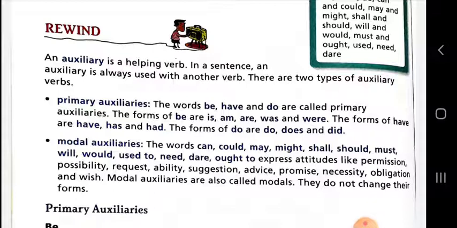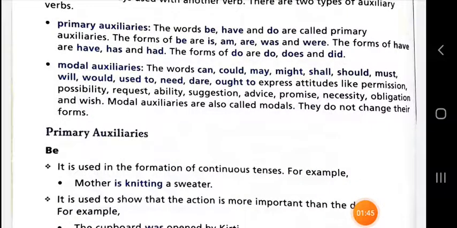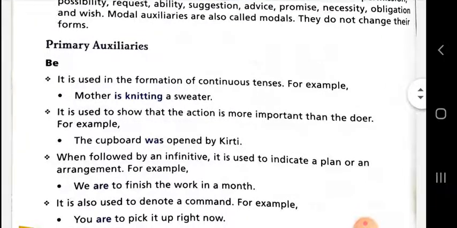And modal auxiliary verbs are can, could, may, might, shall, should, must, will, would, used to, need, dare, ought to, etc. So dear student, in this video we will study in detail about primary auxiliaries and modal auxiliaries. So firstly we are going to start primary auxiliary verbs, and we are going to talk about be.